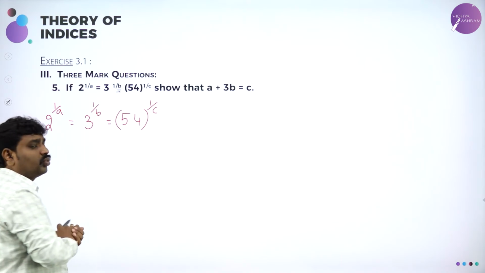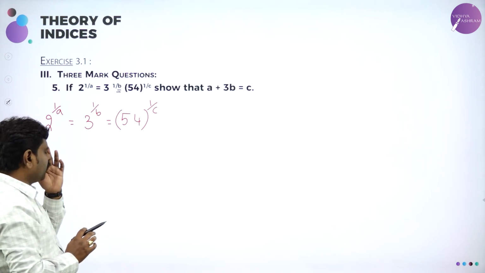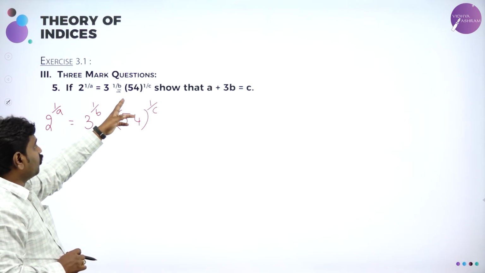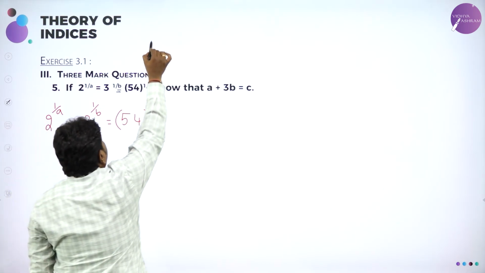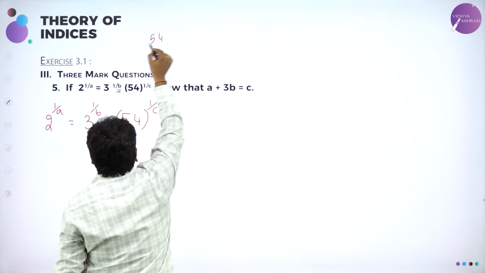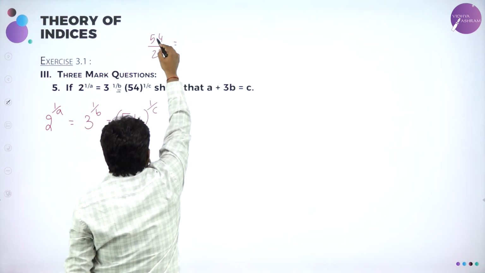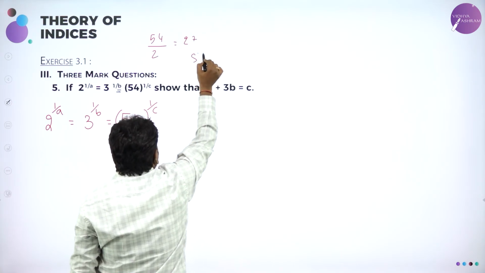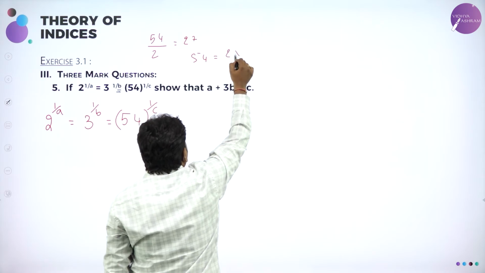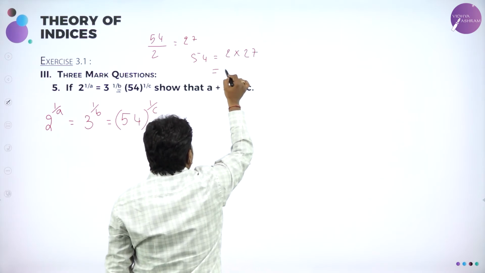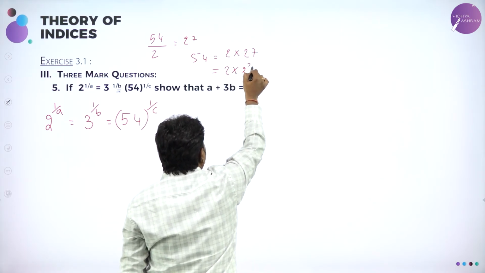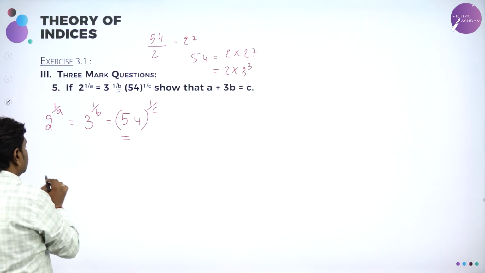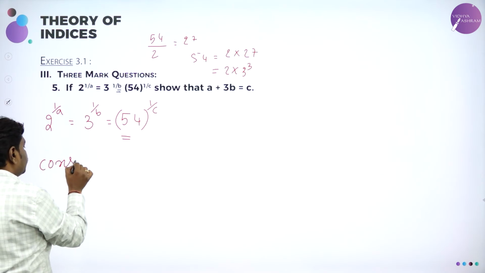54, can we write it as 2 and 3 product? 54 is divisible by 2, because I want 2 and 3 multiples. So 54 can be written as 2 into 27. Further, 2 into 27 can be written as 2 into 3 cube. 3 cube is what? 3 3s are 9, 3 9s are 27. So I'll take this higher number. So let us consider this.